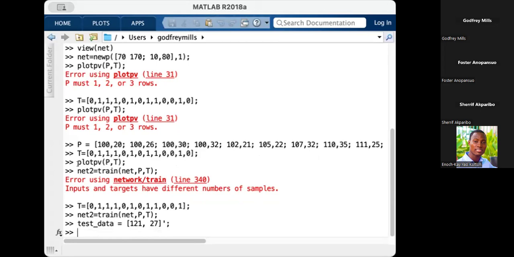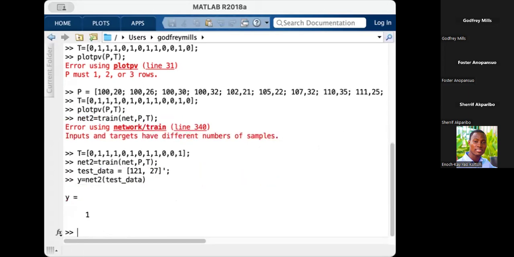And the model that I trained, I call it net2. So I will say y is equal to net2. Oh no, sorry, I'm not going to simulate. So y is equal to net2, and I can now pass in the test data. It has classified for me.